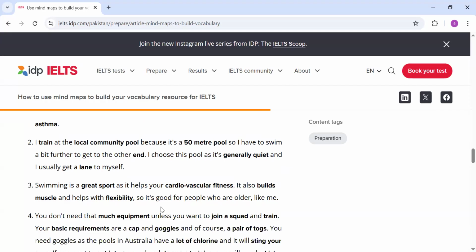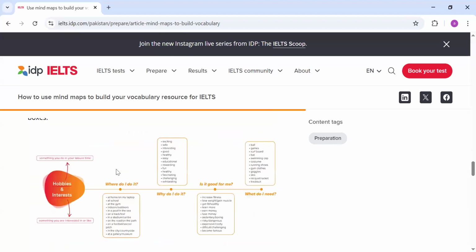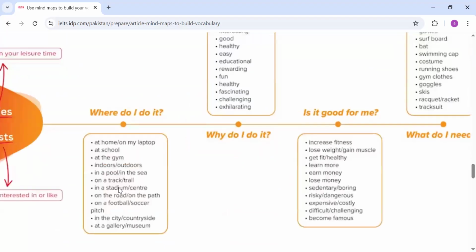First, you can say they created one map here, in terms of questions like hobbies. Where do they do it? It can be at home, at school, at the gym, indoor or outdoor, in a pool, in the sea. So let's say we talk about swimming, it can be in a pool. If we talk about some activities that can be done at school, there are some exercises which we can do at the gym. And then why do I do it, there are different reasons.